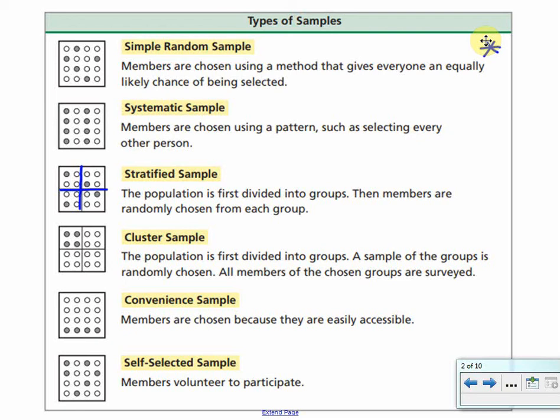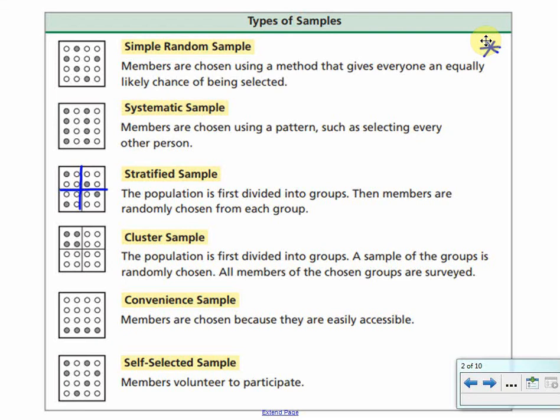Next would be a convenience sample, where members are chosen simply because they're convenient or easily accessible for the surveyor. This would be like if we were in class and I was taking a survey of how many students liked chocolate ice cream. This would be a convenience sample if I only stayed inside my class because those are the people that are easiest for me to survey. It wouldn't be a true sample of our entire student population because it would only represent our individual class, which only represents 11th and 12th graders. It doesn't represent 9th and 10th graders.